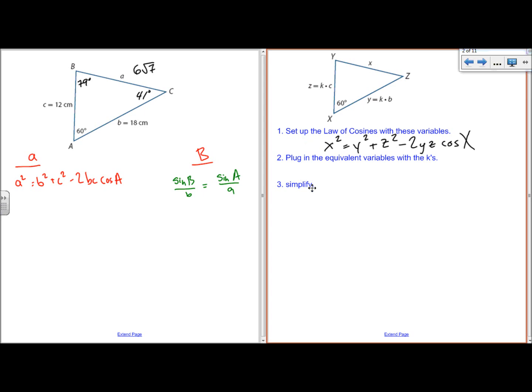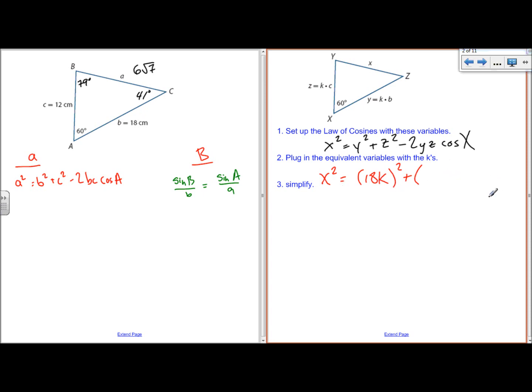Now what I want you to do, and I want you to do in your homework, is plug the equivalent variables in with the k's. So instead of y, y is going to be kb, but we know what b is. So for example, I'm looking for x squared, and I'm eventually going to want to find x. Instead of a y, I'm going to put 18k squared. And then what I want you to do is put plus, and then fill in your 12k squared minus 2 times 18k, so on and so forth.